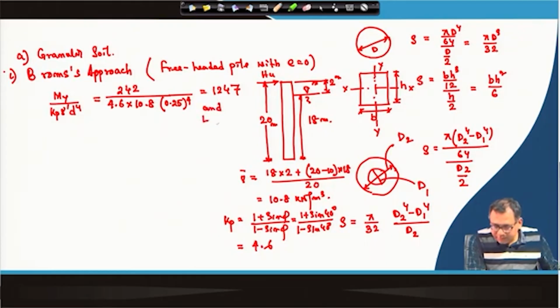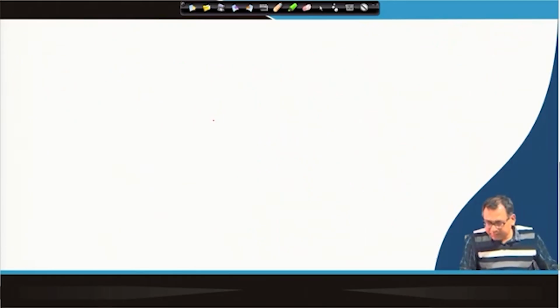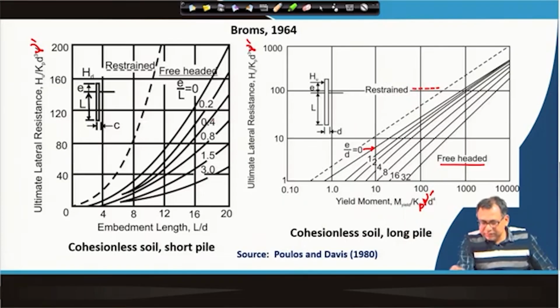Now, let us go to that chart, and L by D is equal to 80. So, let us go to this chart. This is for the cohesionless soil or granular soil, long pile. So, this value is 1247. So, this will be somewhere here, and e by D is equal to 0. So, this value will be somewhere here.